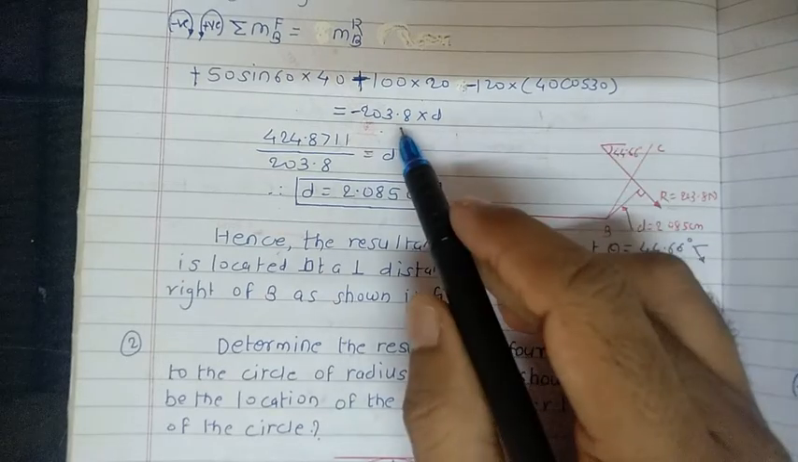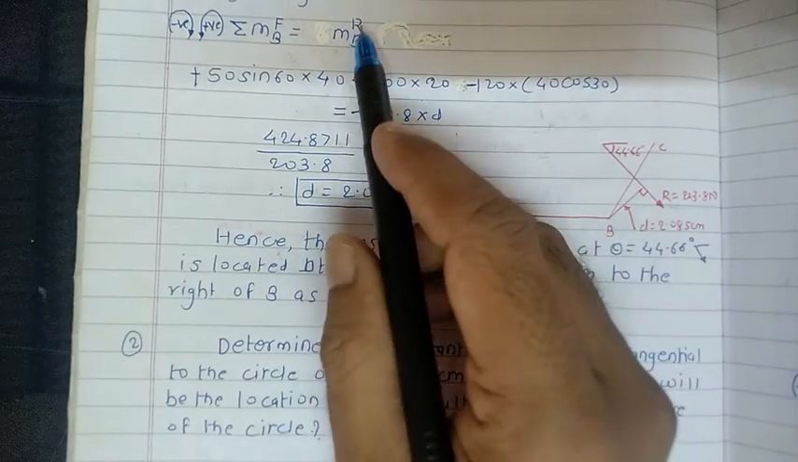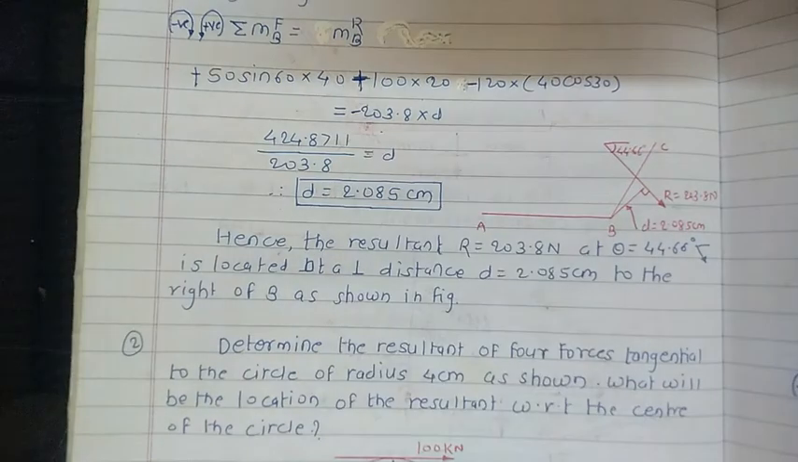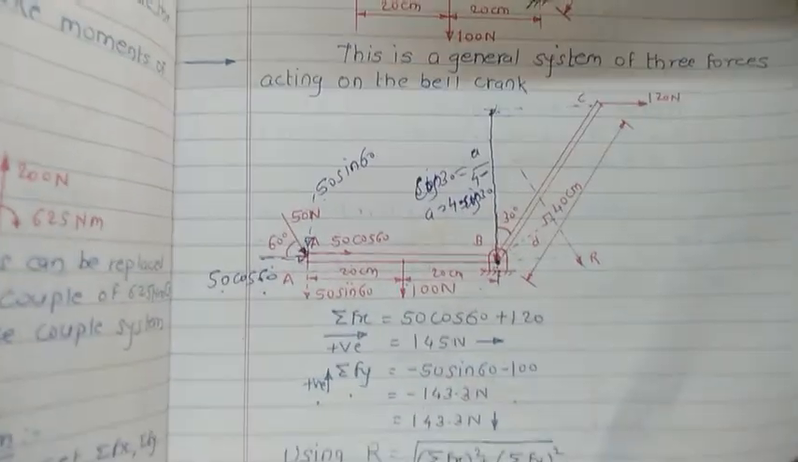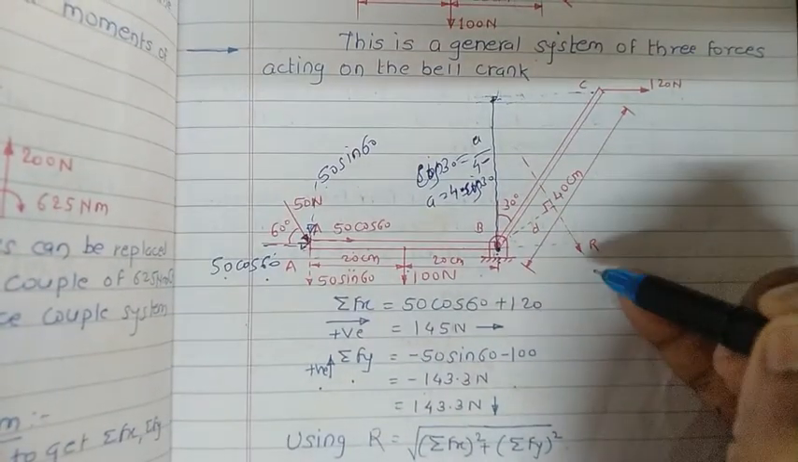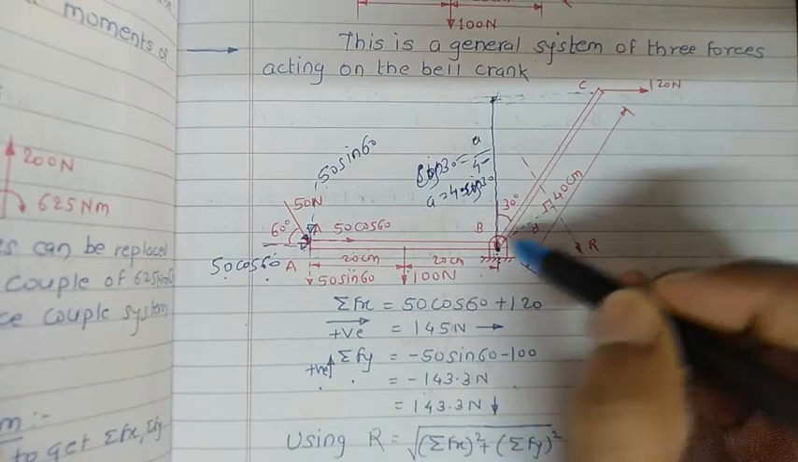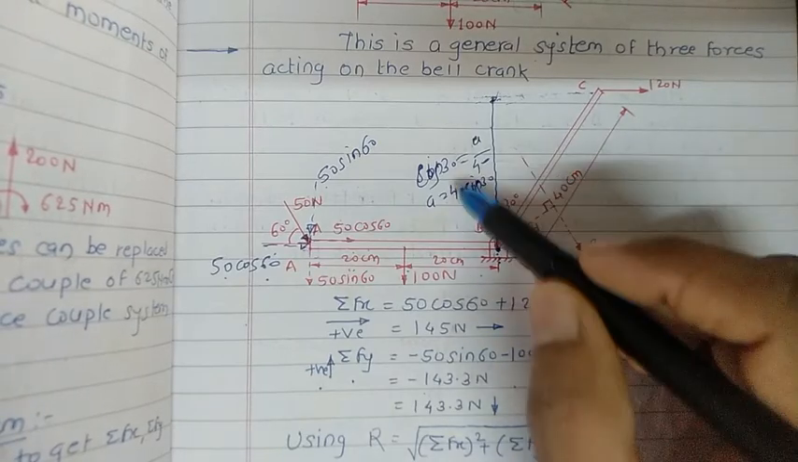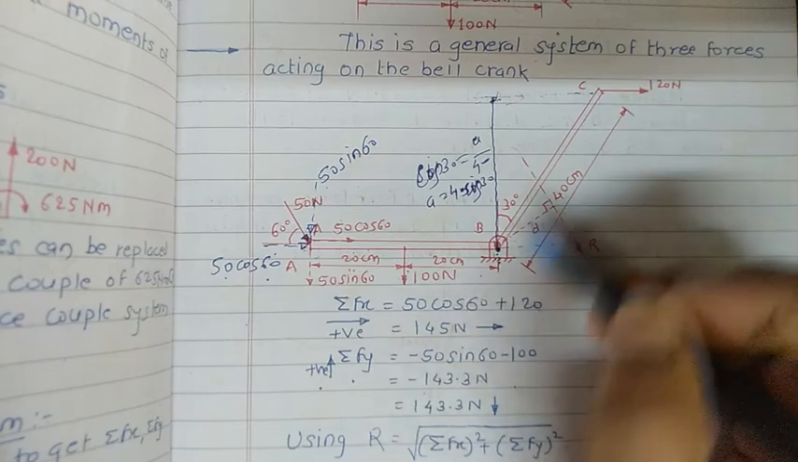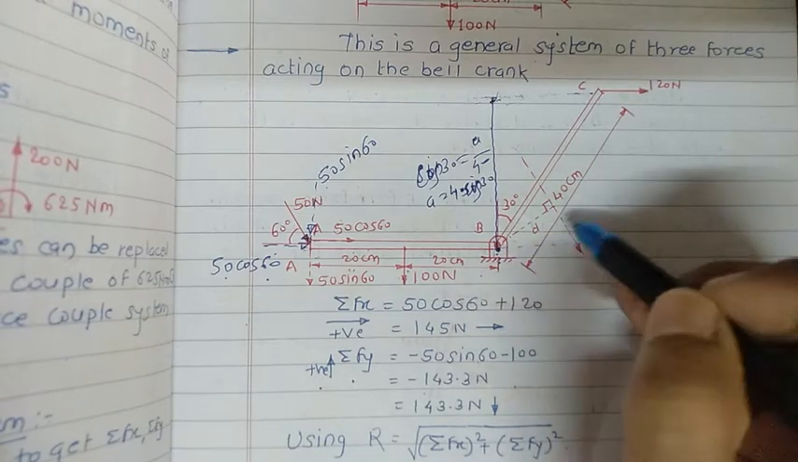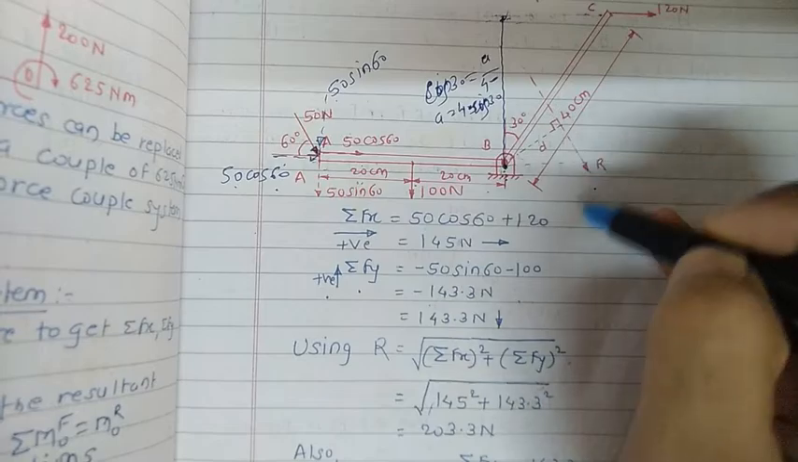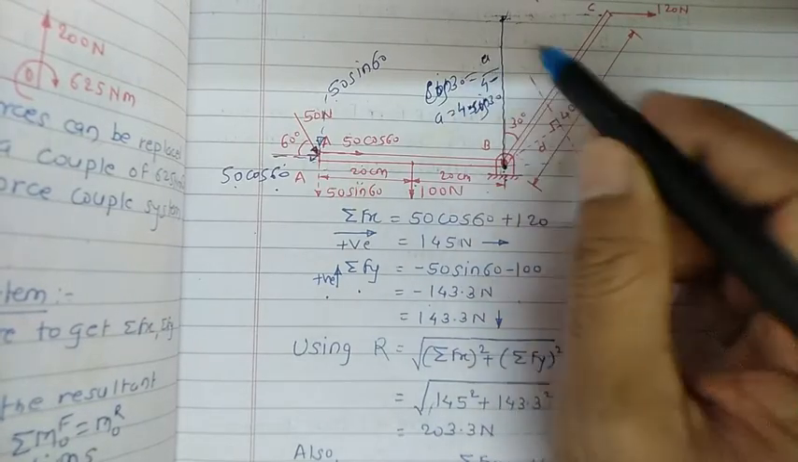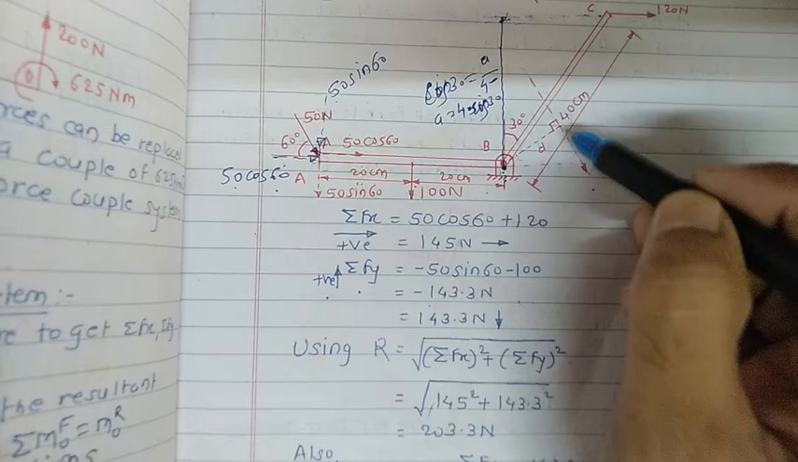At the same time, if you look towards the right side, the moment of the resultant force about the same point. For that you need to consider the moment of this resultant force. We already know the resultant force comes in the fourth quadrant. The perpendicular distance we have assumed as d. So you have to take the moment of this force about this point. The magnitude of R is 203.3. You have to take the moment of this 203.3 force about this point. Here is the perpendicular distance.